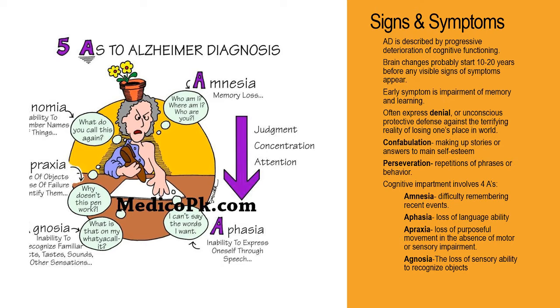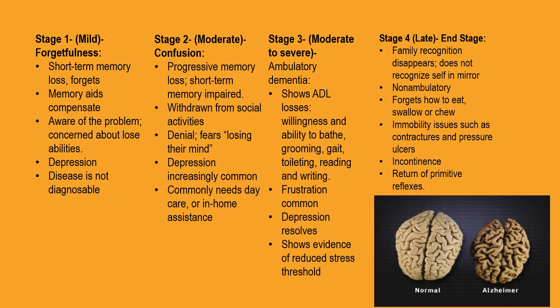The earliest symptom of Alzheimer's is impairment of memory and learning. You will also see denial, which is an unconscious protective disease defense against the terrifying reality of losing one's place in the world. You'll see confabulation, perseveration, amnesia, aphasia, apraxia, and agnosia.